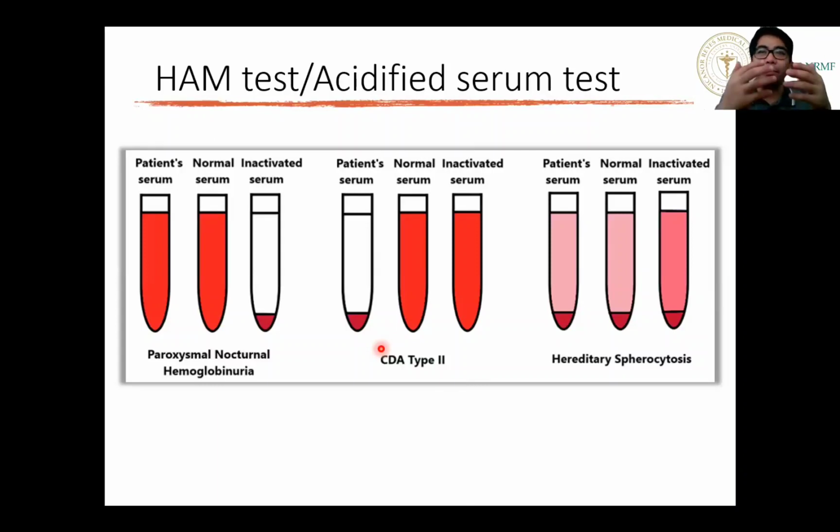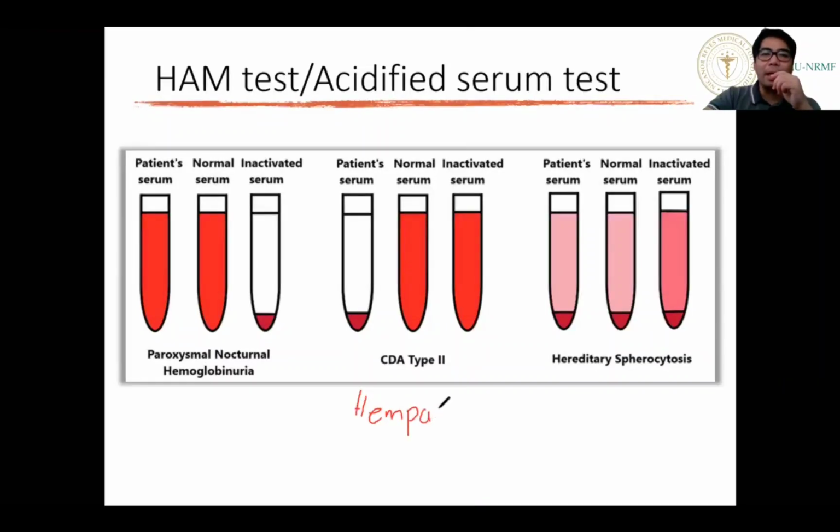Now, so we have three types, no? Type 1, type 2, type 3. But type 2 is the only one that gives a positive result for acidified serum. That's why CDA type 2 is also known as HEMPAS. Okay? So tawag din sa kanya ay HEMPAS. What is the meaning of HEMPAS? HEMPAS is also known as hereditary erythroblast with multinuclearity and positive acidified serum. Okay? So that is the meaning of HEMPAS.